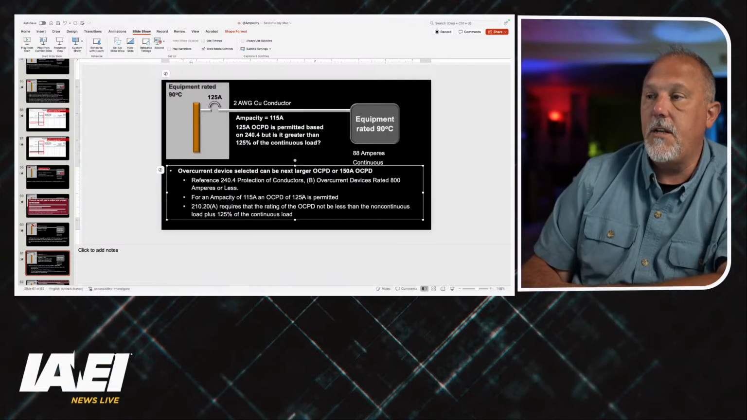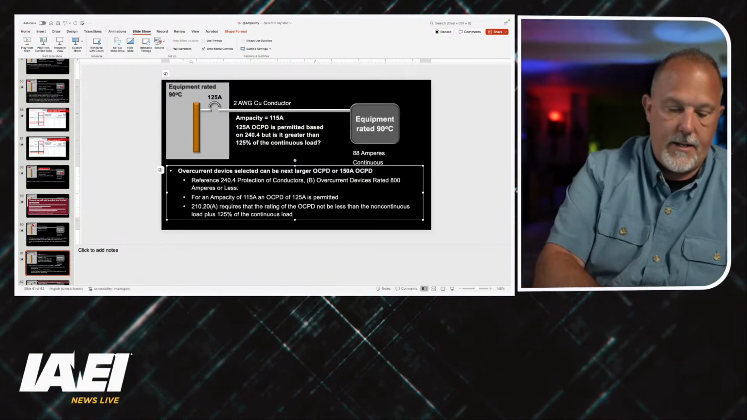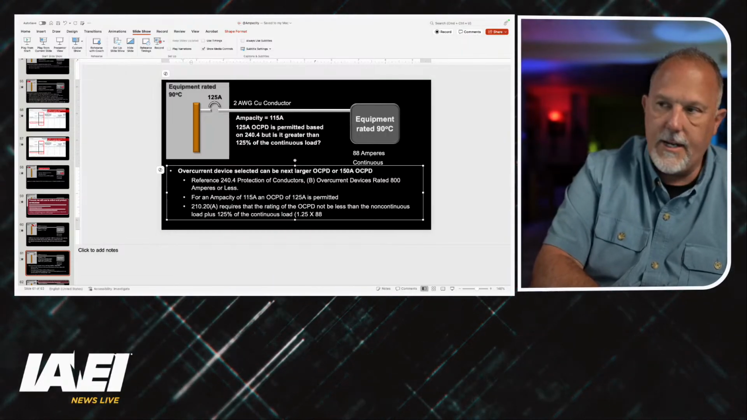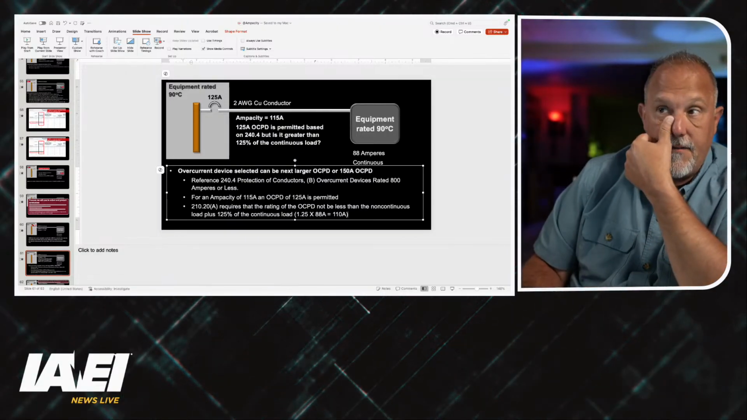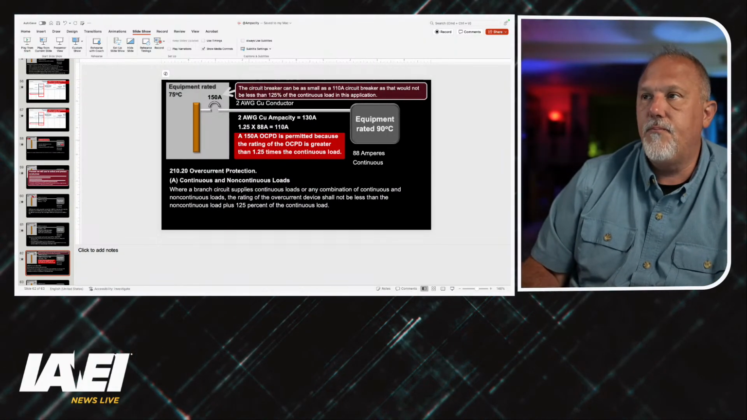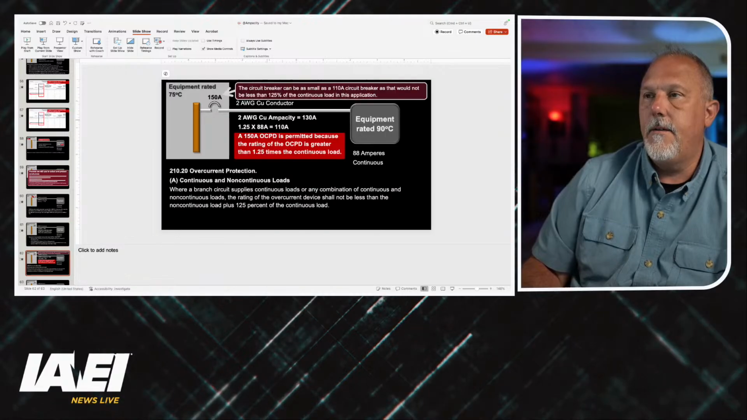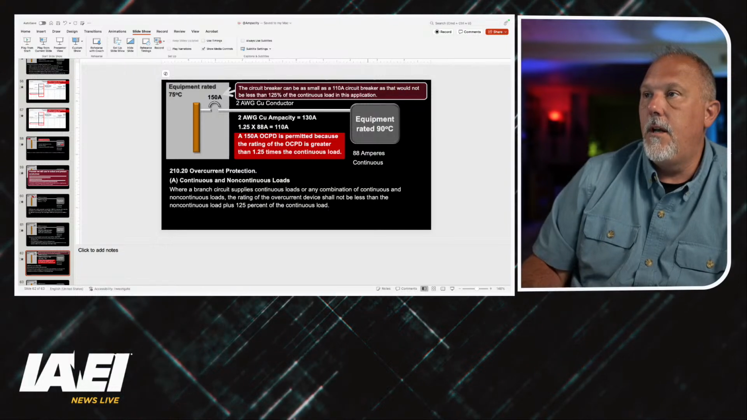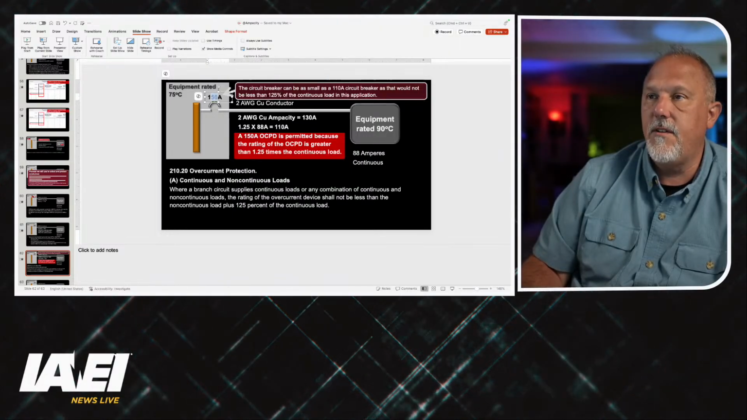210.20(A) requires that the rating of the OCPD be not less than the non-continuous plus the continuous. That is 1.25 times 88 amps, which is equal to 110 amps. So 125 is greater than that, so I'm good there. The circuit breaker could be as small as 110 amps, as that would not be less than 125% of the continuous. I'm going to change this to 125.